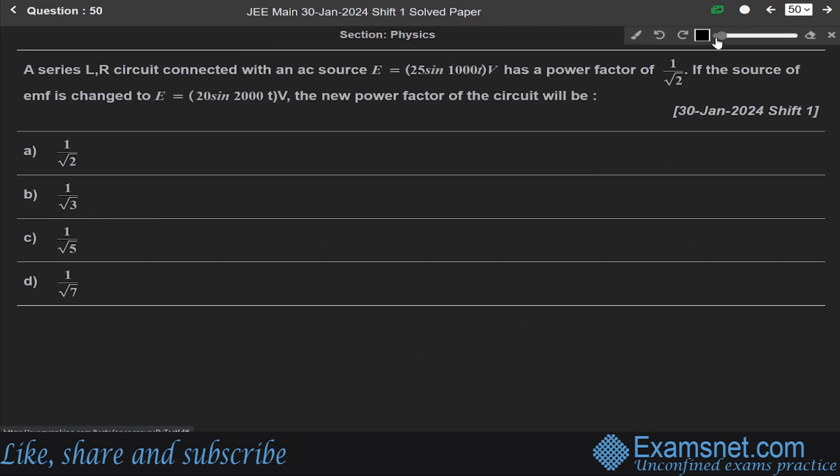Okay. Now next question 50. A series LR circuit connected with an AC source E equals 25 sine 1000 t volt has a power factor of 1 by root 2. If the source of EMF is changed to E equals 20 sine 2000 t volt, the new power factor of the circuit will be. So this question is from the electromagnetic induction and alternating current chapter.